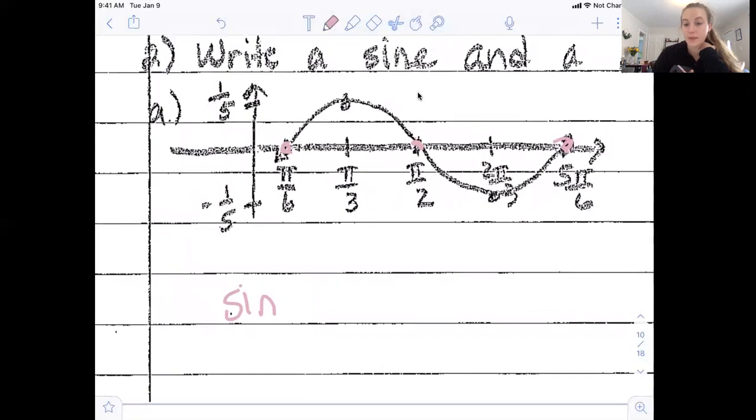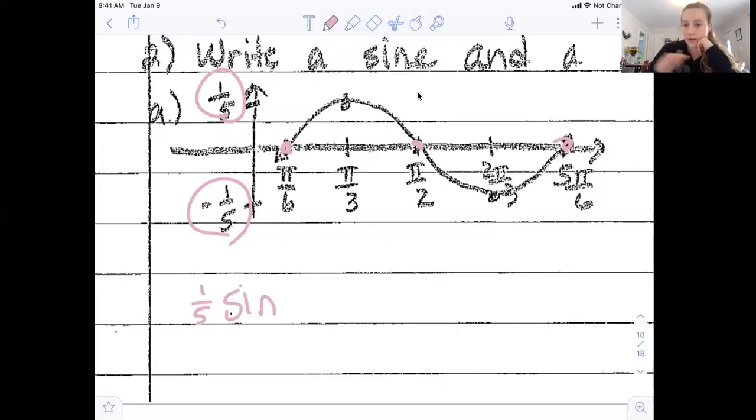Now I'm going to use the numbers on the graph to tell me what else I can graph. The next easy thing to identify is amplitude because it physically shows me how high I go. It goes up to positive 1/5 and it goes down to negative 1/5. So that means its amplitude, its A, its number out front, is 1/5.